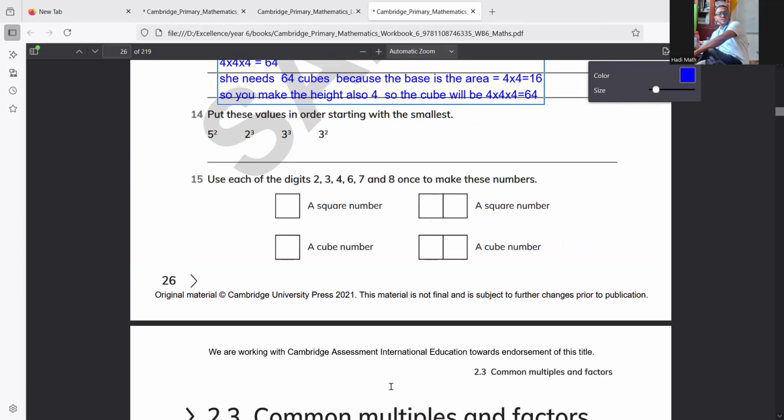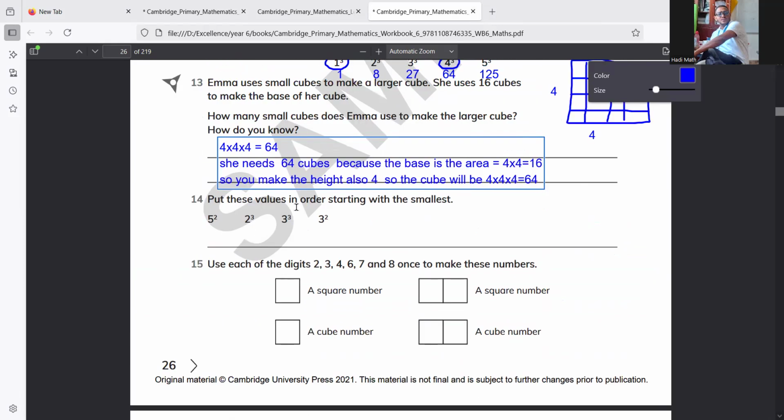Question 14. Put these values in order, starting with the smallest. So you need to find the answer of each one of them. 5 square is equal to 25. 2 cube is equal to 8. 3 cube is equal to 27. 3 square is equal to 9. Then you see the smallest one is which one? It is 2 cube because it's 8.